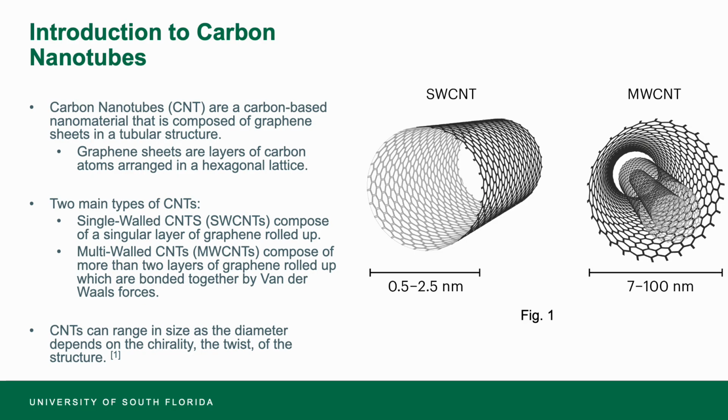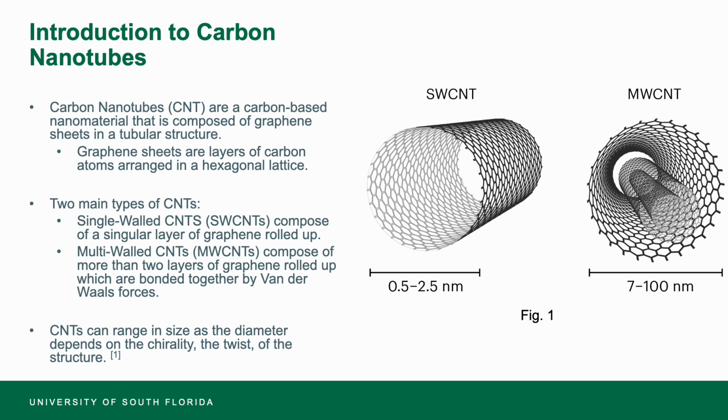So what are carbon nanotubes? Carbon nanotubes are a carbon-based nanomaterial that is composed of graphene sheets in a tubular structure. And if you're unfamiliar with what graphene sheets are, they're basically just a layer of carbon atoms arranged in a hexagonal lattice. And a hexagonal lattice is also known as a honeycomb.